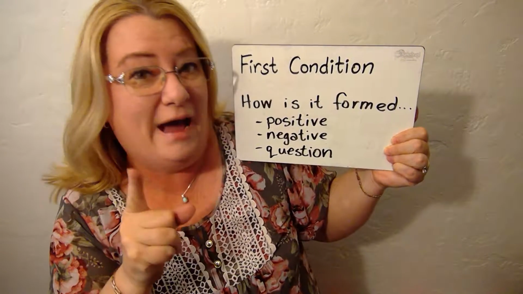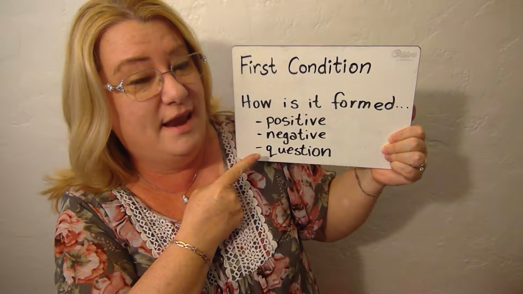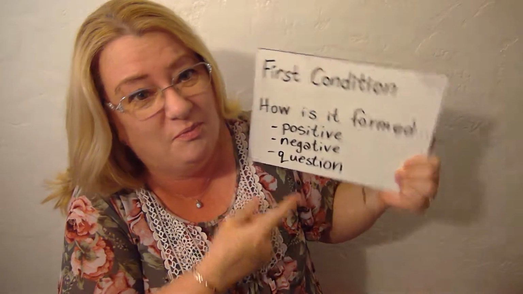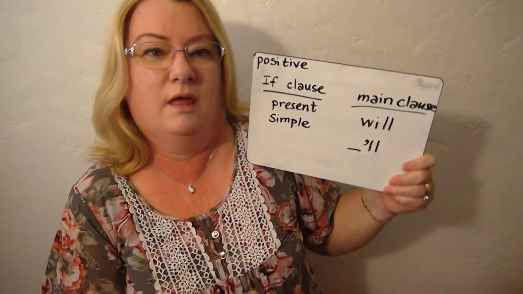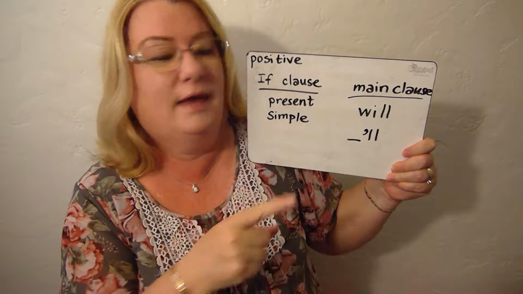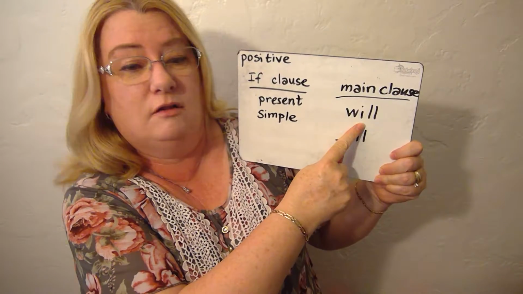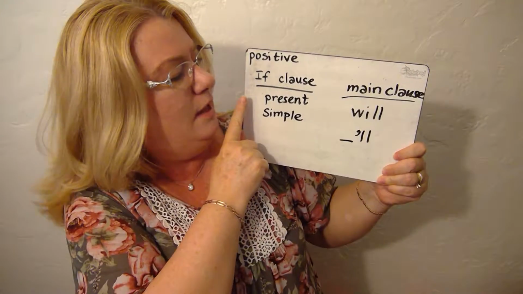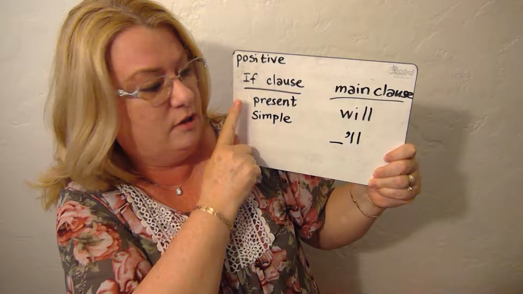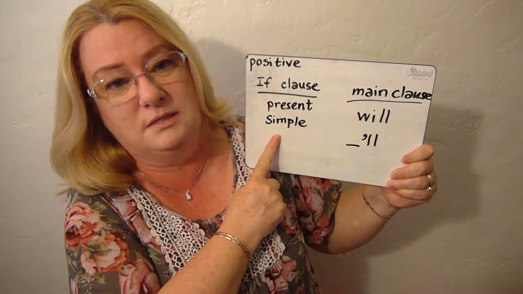First condition: how is it formed in the positive, negative, and in the question? How is it formed? Now, if we look at the positive, we will use will, and it will be used in the independent clause or the main clause. And this one will remain as the if clause, and it will use the simple present tense. So here's the example.